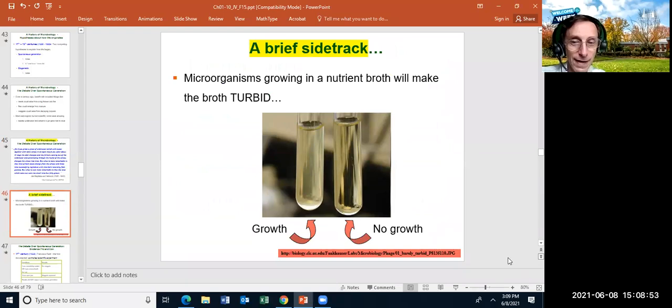Let's take a brief sidetrack, and that is with microorganisms. They noticed that when you had a tube of media, if you left it out, especially if you left it out uncovered or it's not sterile, it would become cloudy, turbid, which I don't know how well that's showing up. Let me blow that up. Get this down. Come on.